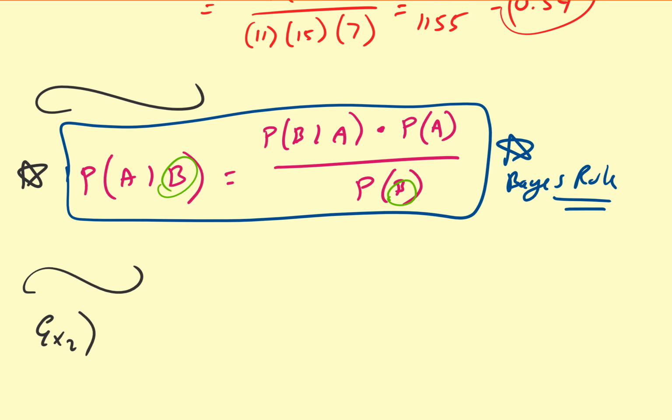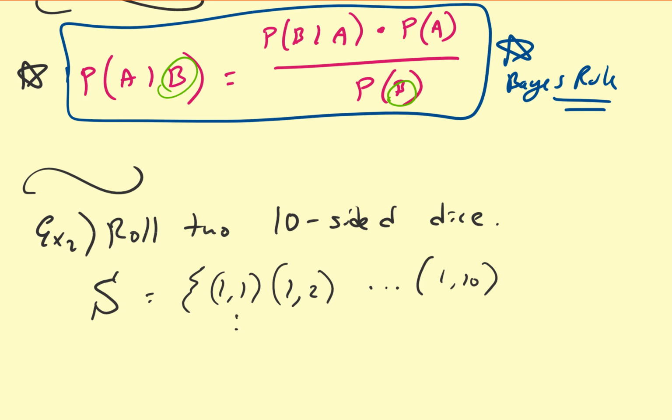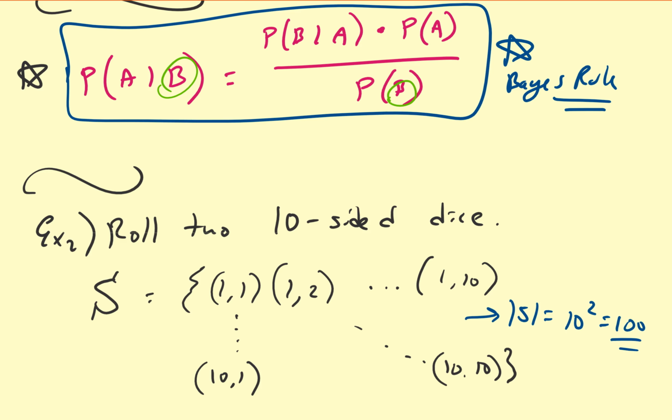Example 2. Suppose we roll 2 10-sided dice. When I say a 10-sided die, that means my sample space is going to have all the values from (1,1), (1,2), all the way down to (1,10), all the way down to (10,1), and all the way out to (10,10). If that is the case, then the size of my sample space is going to be 10 squared, or 100.